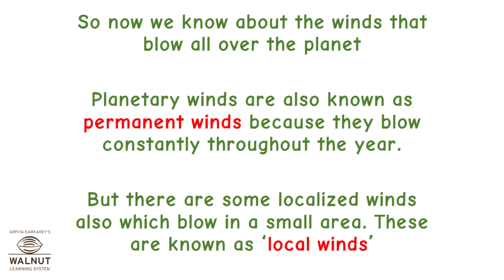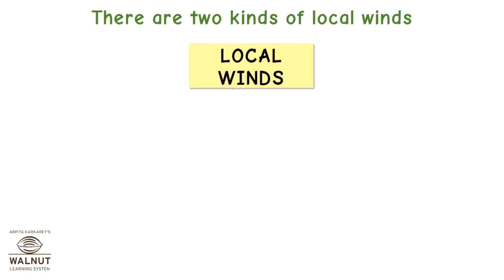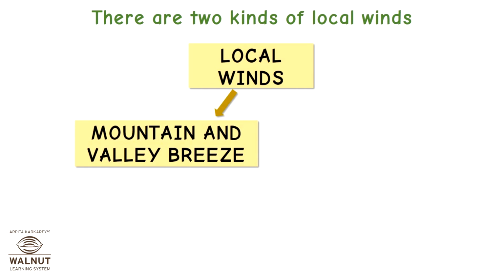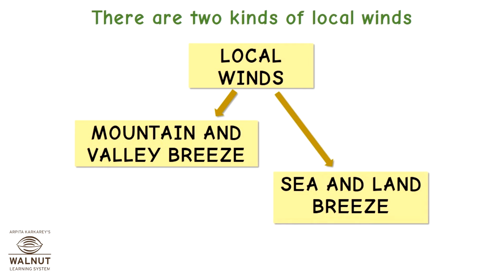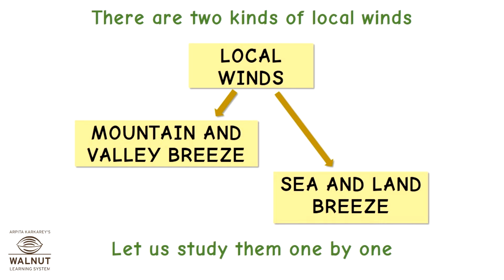Planetary winds are also known as permanent winds because they blow constantly throughout the year. But there are some localized winds also which blow in a small area. These are known as local winds. There are 2 kinds of local winds: mountain and valley breeze, sea and land breeze. Let us study them one by one.